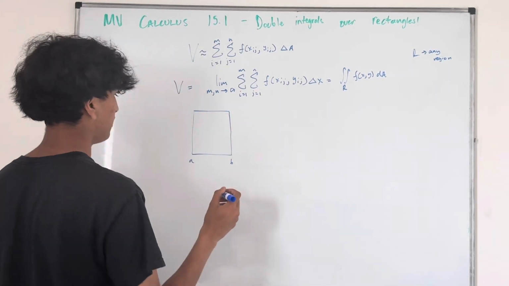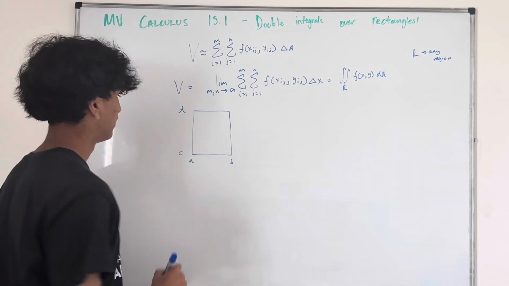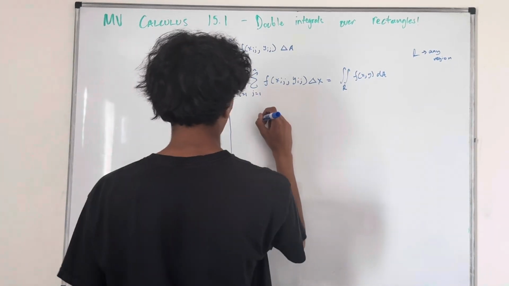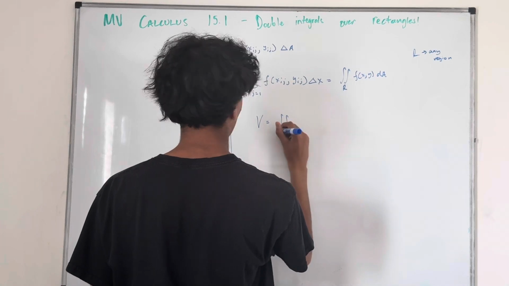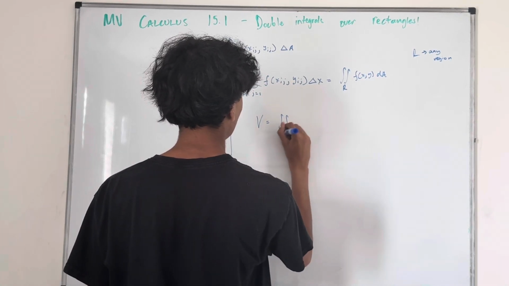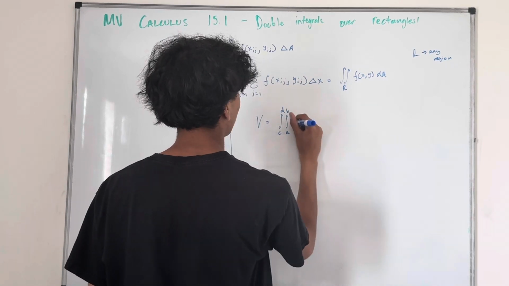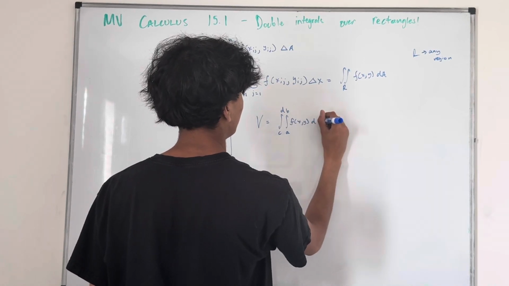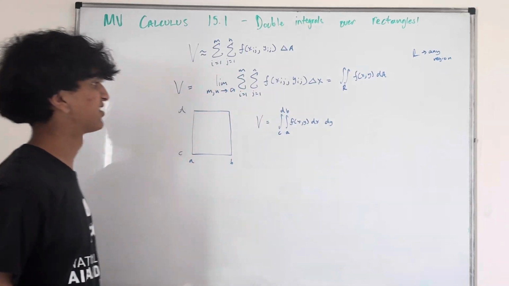For x coordinates A, B, and then y coordinates C, D, right? So A through B, C to D. The volume ends up being the same as the integral from, let's be careful about this. So let's do this. C to D, A to B, f of x, y, dx, dy. Okay, let's talk about this.